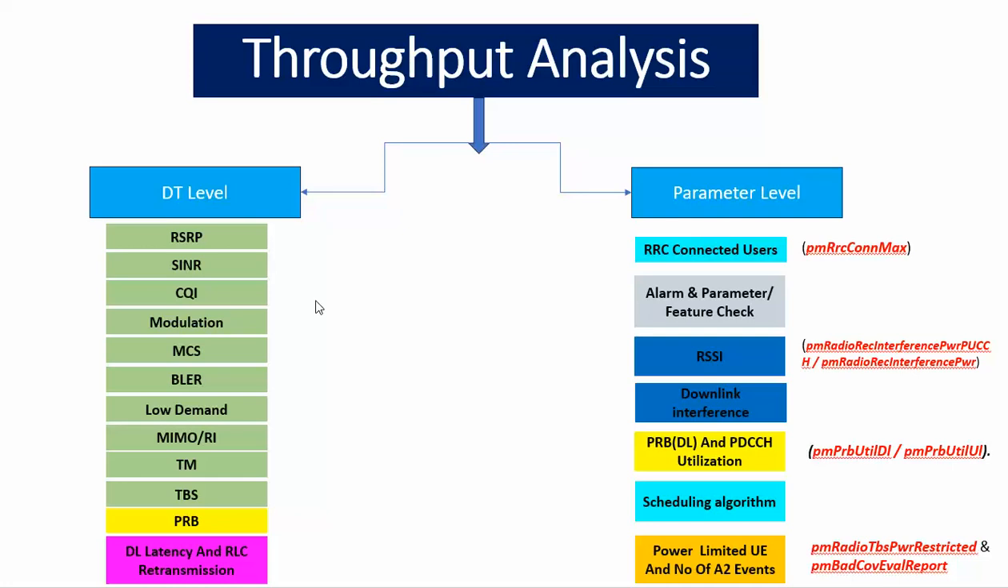Next, if there is MIMO, we need to check what MIMO it is, suppose 2x2 or 4x2, and check the respective RI you are getting. This will also impact our throughput.